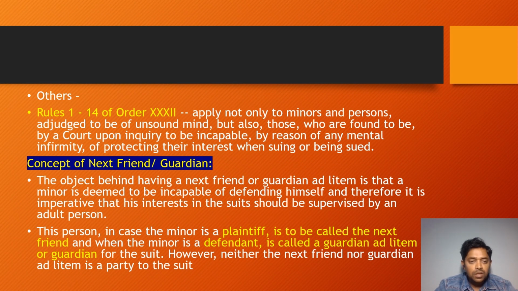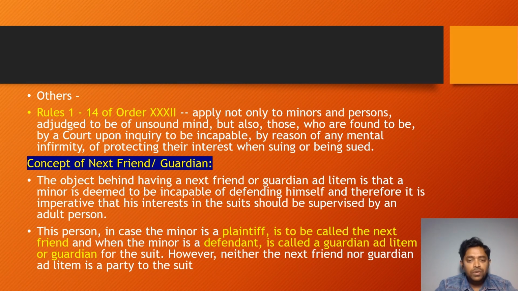Rules 1 to 14 of Order 32 apply not only to minors and persons adjudged to be of unsound mind, but also to those who are found by a court upon inquiry to be incapable, by reason of any mental infirmity, of protecting their interest when suing or being sued.